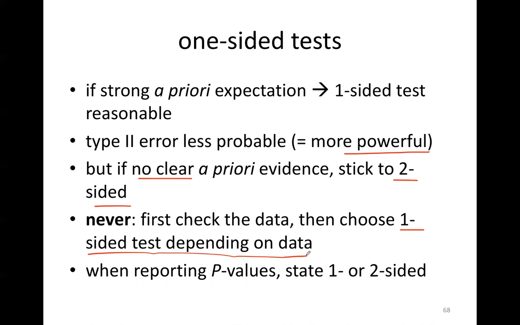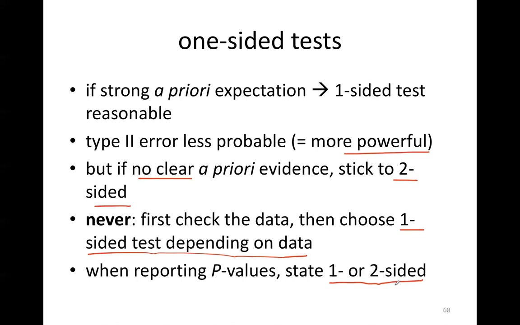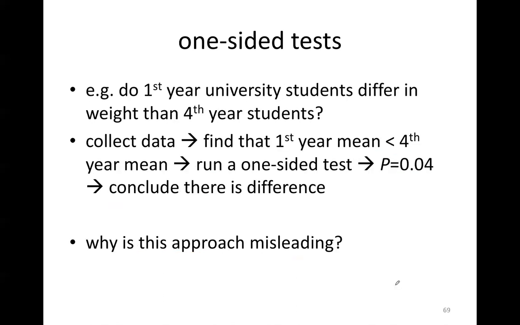If you didn't have a reason in advance, then you should run a two-sided test. And also, this is critical all throughout your later research life. Please, once you do a test, state whether it's a one-sided or two-sided test, for other researchers to be able to interpret your results in the best way.